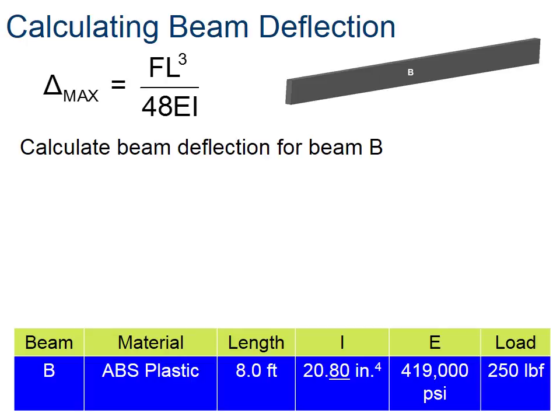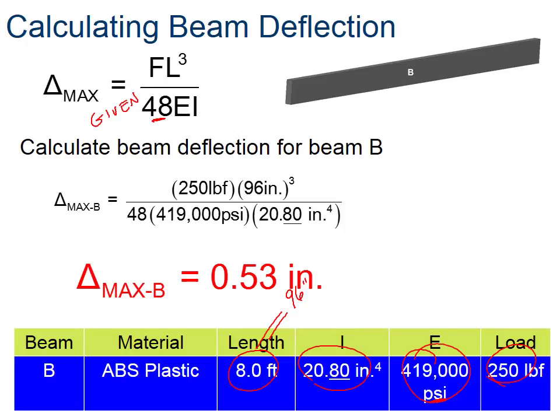You do the same thing for beam B. You look at your force. Force is 250. Look at your length, 8 feet. Remember, same thing as 96 inches. 48 does not change, so that's given. Your modulus of elasticity for this one is quite a bit lower. You notice on the last one it was 1,800,000. This one's only 419,000. And again, psi is pounds per square inch. Moment of inertia is 20.80 inches to the fourth power. So we substitute and solve. This beam B that we said was made out of ABS plastic is going to deflect 0.53 inches.